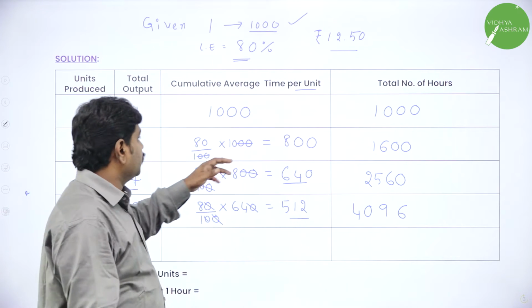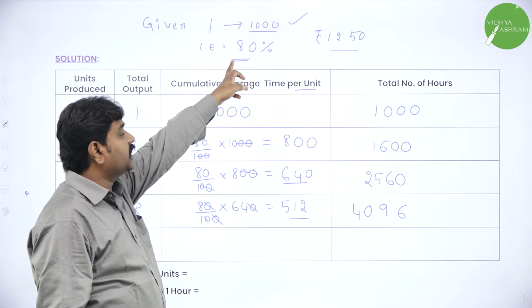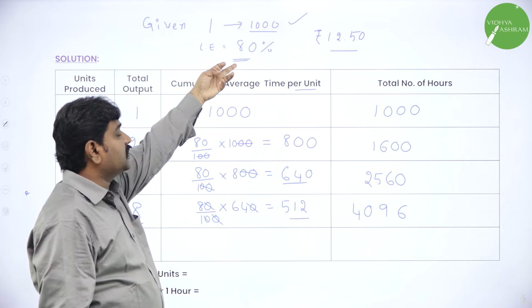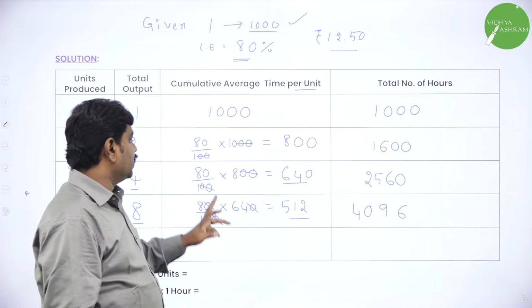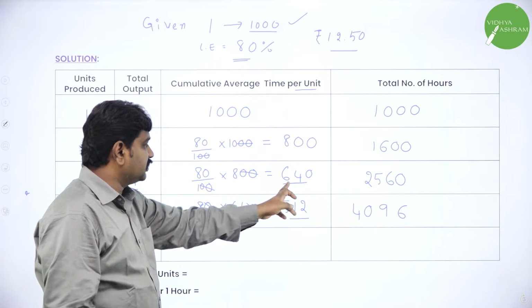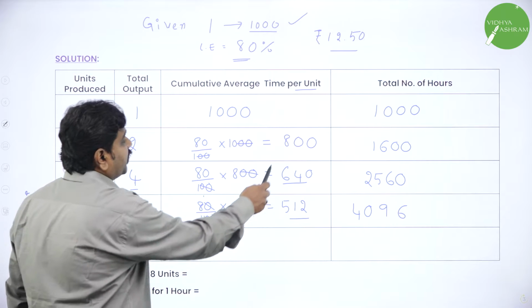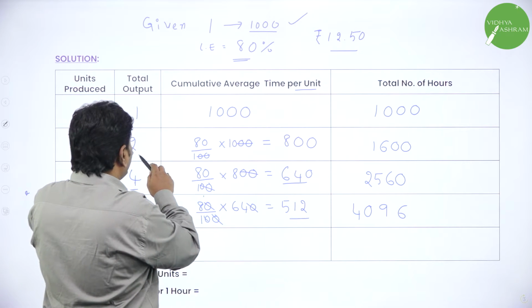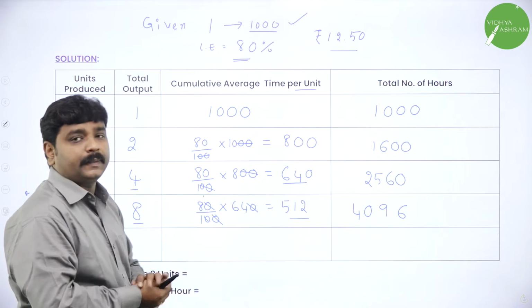And each time, first time we'll write whatever is given, 1000 hours, then each time multiply the previous time with the learning effect. Learning effect is what? 80%. 80% of previous time 800, 80% of this 800 is 640, 80% of 640 is 512, and this is the per unit time. So number of units means total output. So 800 into 2, if you do that, you will get this total.